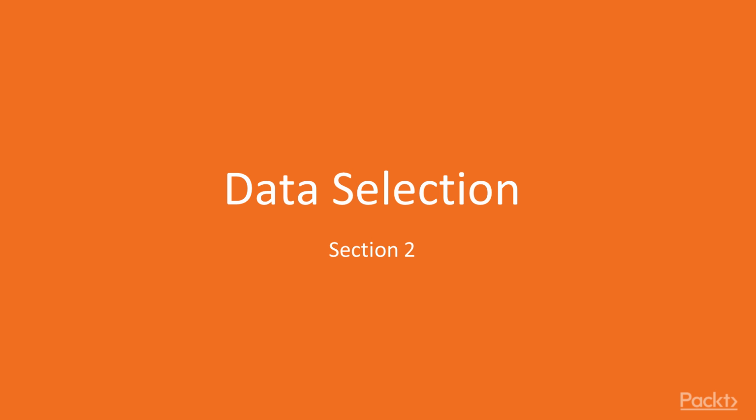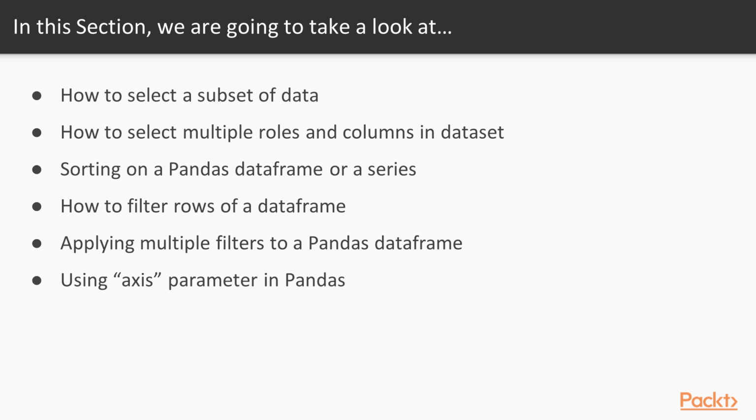Welcome to section 2, data selection, using Pandas series data structure to select a subset of the data. In this section, we'll learn about advanced techniques of data selection with Pandas. We'll learn about how to select a subset of data. We will learn about how to select multiple rows and columns from a dataset. We will learn how to do sorting on a Pandas data frame or a series.